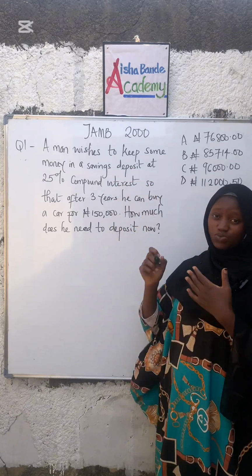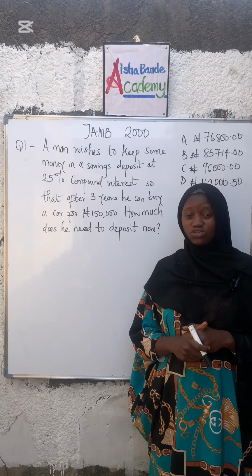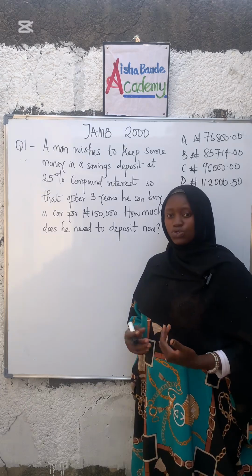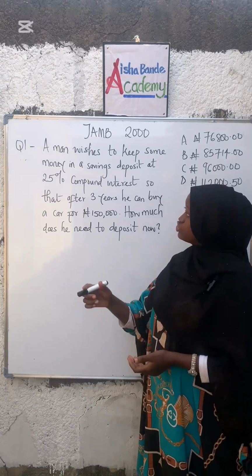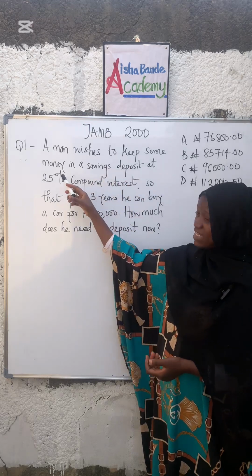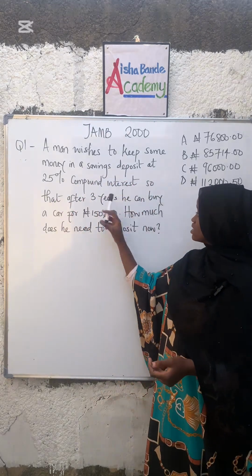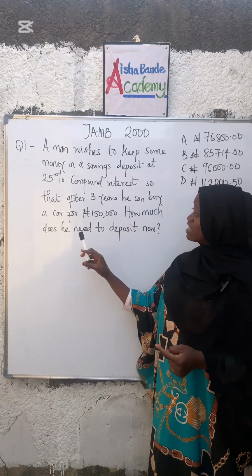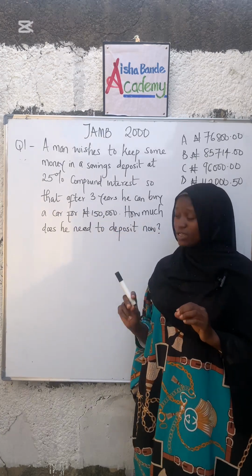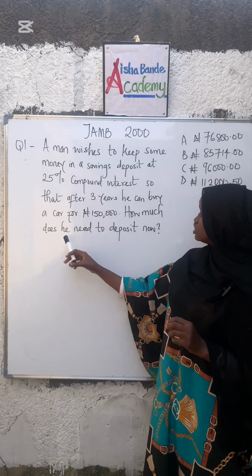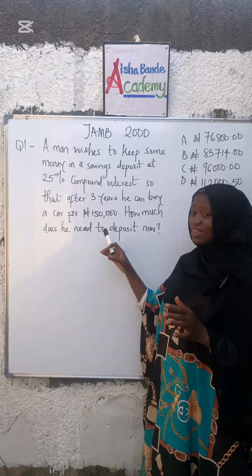So we're going to start with a series of JAMB 2000 past questions in mathematics. We are starting with question number 1 today, which reads: a man wishes to keep some money in a savings deposit at 25% compound interest, so that after 3 years he can buy a car worth 150,000 naira. We are asked to find how much he needs to deposit now.